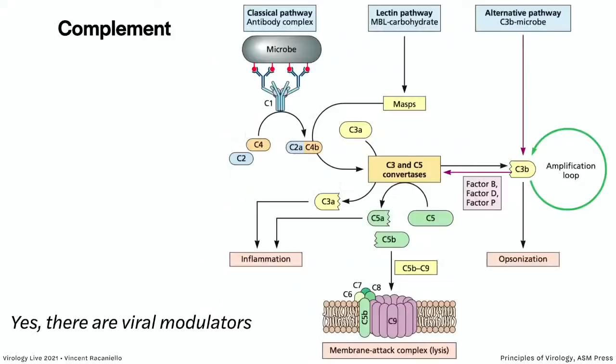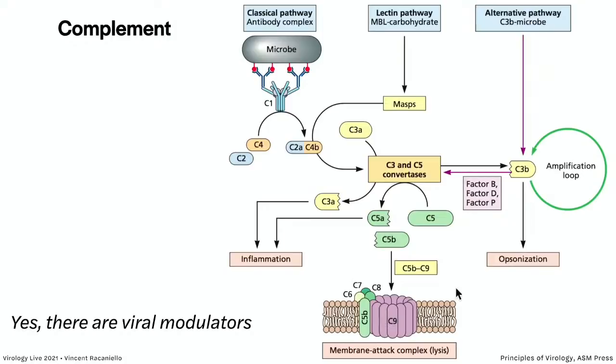Complement is another part of the innate pathway. It's a series of proteins with names like C2, C4, C3 convertase, and so forth, that can recognize foreign molecules. For example, in many cases, antibodies produced during infection will bind a microbe, and this particular part of complement, C1, will recognize those antibodies and can lead to lysis of the microbe or uptake by macrophages. A lot of these complement proteins undergo a cascade of cleavage, and at the end, a membrane complex can be formed that will lyse the microbe, or lyse the virus if it's an enveloped virus.